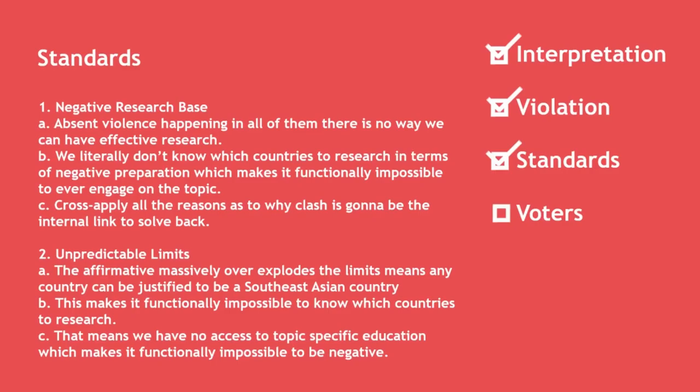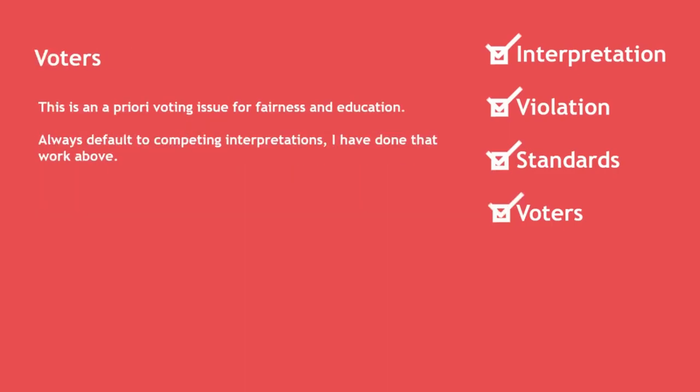The second argument is going to be limits. The subpoint is the affirmative bias of the over explosion limits. Literally, any country can be problematized in Southeast Asia. The subpoint makes it functionally impossible to ever know which country we should be able to research. That means we have no one to look at the topic specific issue, which makes it functionally impossible to be the negative. This is an operator voting issue for fairness and education.